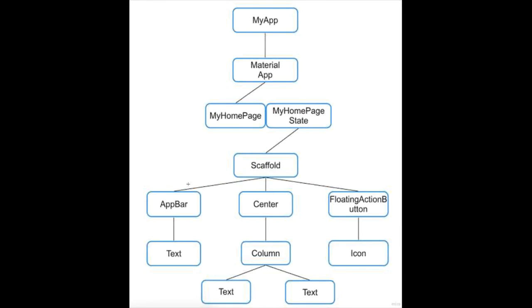Every scaffold has three parts, minimum three parts: app bar, center, and a floating action button. As we are not going to create stateful widgets, I will skip this section. I am not going to add a floating action button here, but later in the tutorial we will refer to this image again and we will create stateful widgets. What I am going to do is create an app bar, then we will create a center tag, and then inside the app bar we will add a text widget.